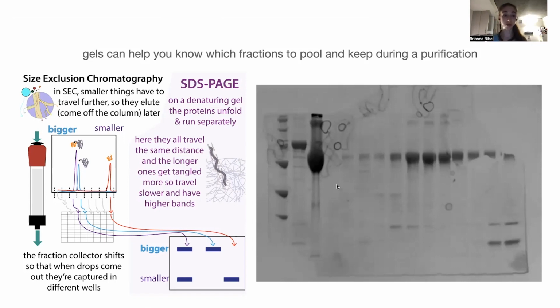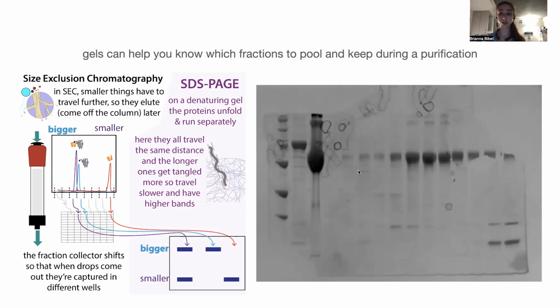And so before you pull together the fractions that have your protein of interest, so you can then concentrate them and work with them, you want to make sure that you're collecting the right fractions. And if you want them super pure, you might actually be taking only a subset of what's actually there, because you want to choose the purest fractions.